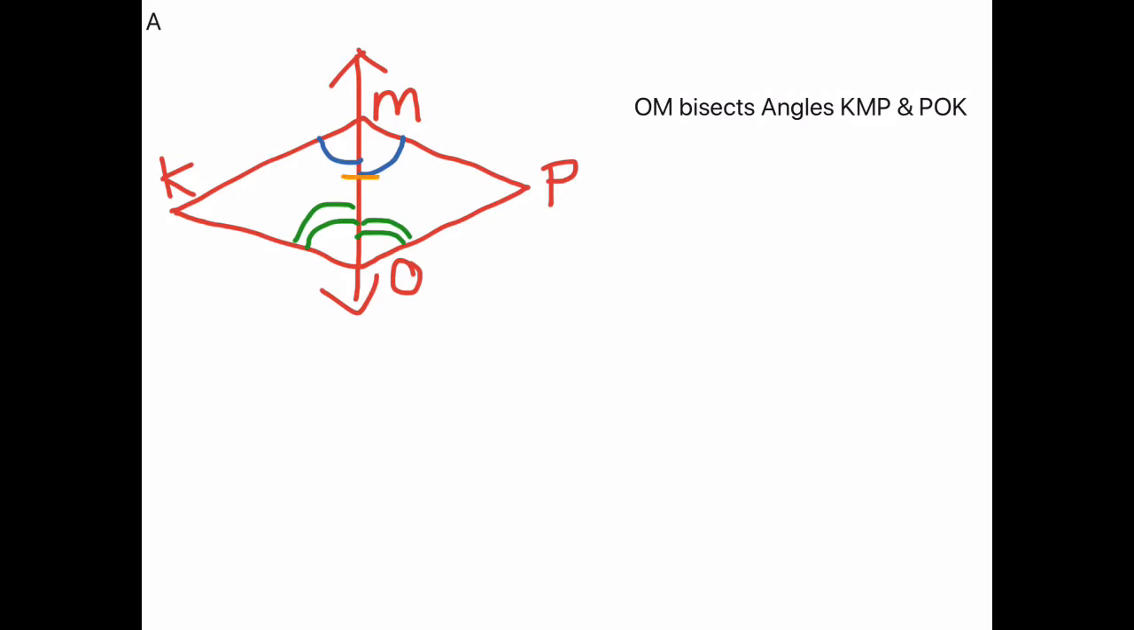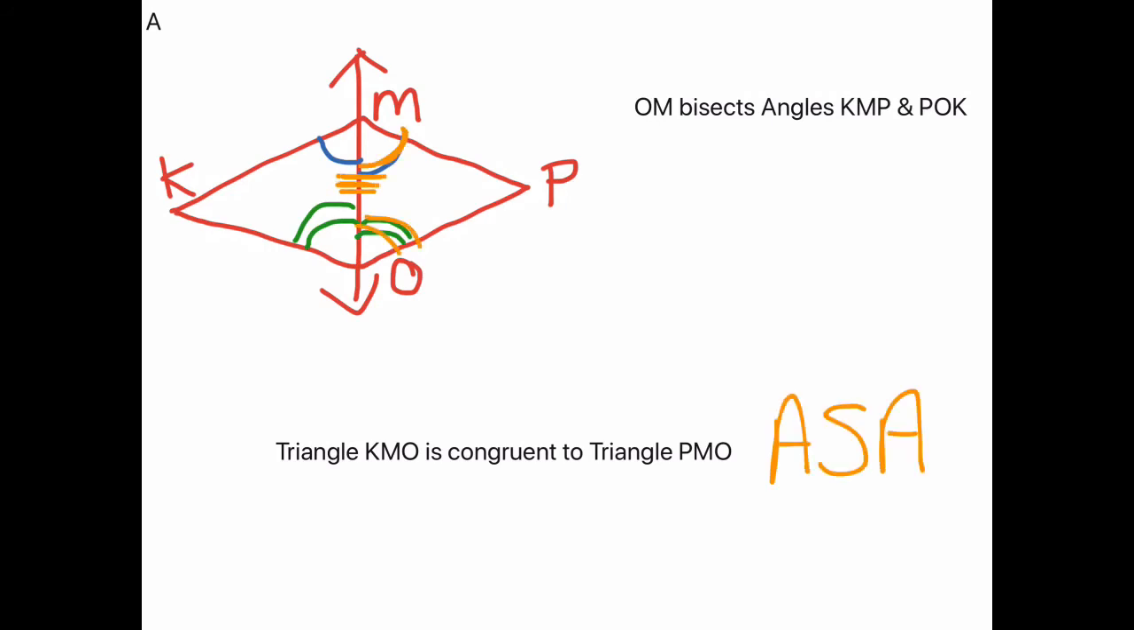We can also say that OM is reflexive to OM, and we end up with triangle KMO being congruent to triangle PMO because of angle, side, angle. Because here we have the angle and the side included by the other angle, and we have it on both sides.